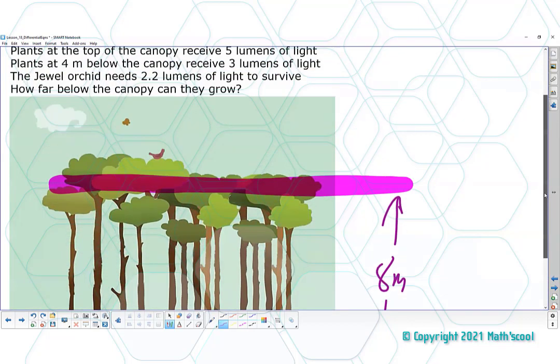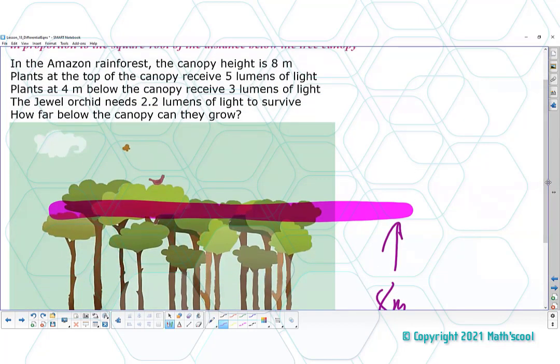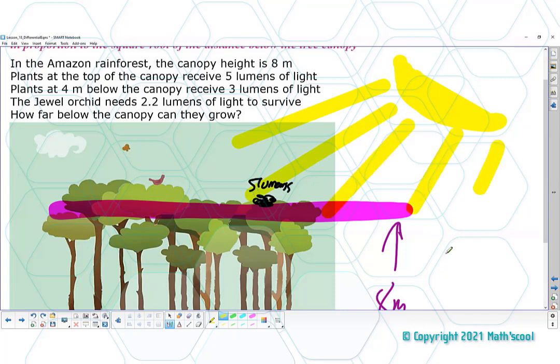On the ground. And it says plants at the top. So if you have a plant here at the top, then that's going to receive 5 lumens of light. Because the sun reaches those plants at the top quite happily. So here's the sun. You get loads of sun here if you're at the top of the canopy. By the time you get further down, you're getting a lot less sun. Okay, so him at the top gets 5 lumens of light.